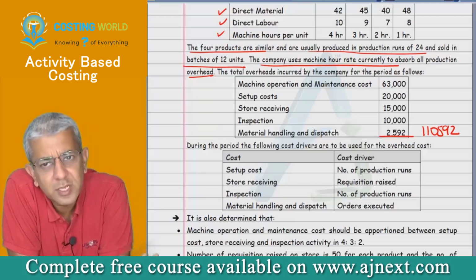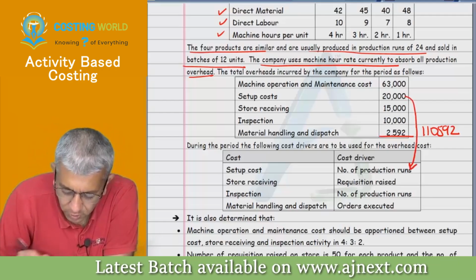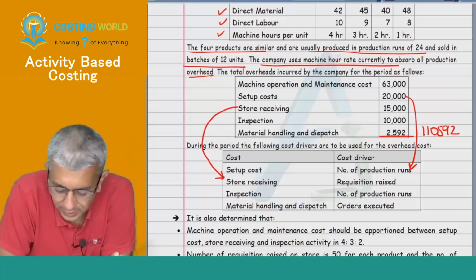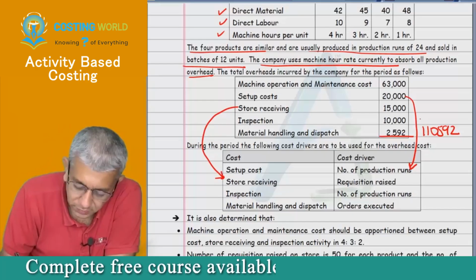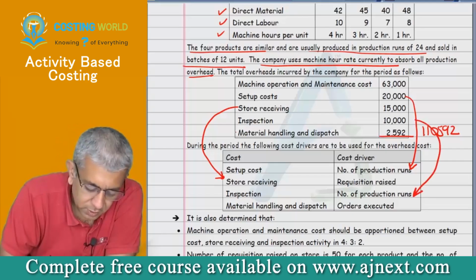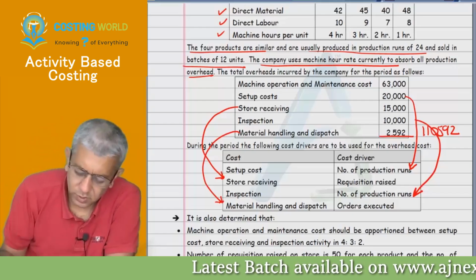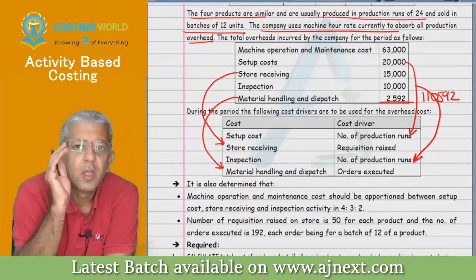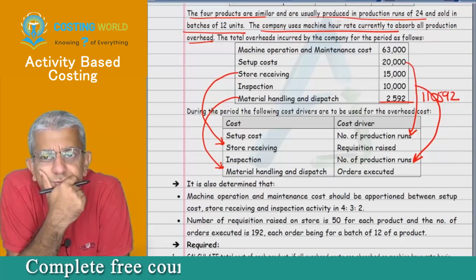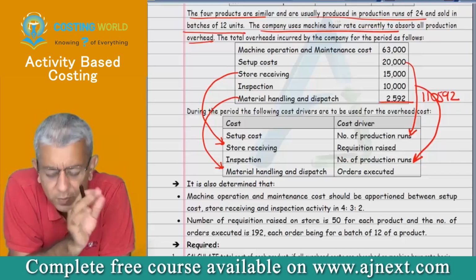During the period, the following cost drivers are used for the overhead cost. This is the best thing, those guys have told you the cost drivers also. For setup cost, it is number of production runs. For stores receiving, it is requisitions raised. For inspection, it is number of production runs. For material handling and dispatch, it is orders executed. Fine. So they have given the cost drivers. Tell me, for which cost have they not given you the cost driver? The first one, right?